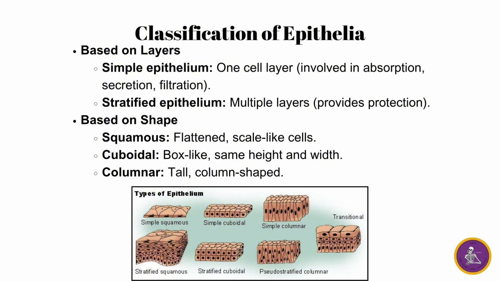Classification by shape includes three basic forms. Squamous cells are flat and scale-like, ideal for diffusion and filtration. Cuboidal cells are roughly as tall as they are wide, shaped like cubes. These are typically involved in secretion or absorption. Columnar cells are taller than they are wide, with nuclei usually located near the base. These cells also specialize in absorption and secretion, particularly in areas like the digestive tract. This classification system helps us predict a tissue's function based on its structure.